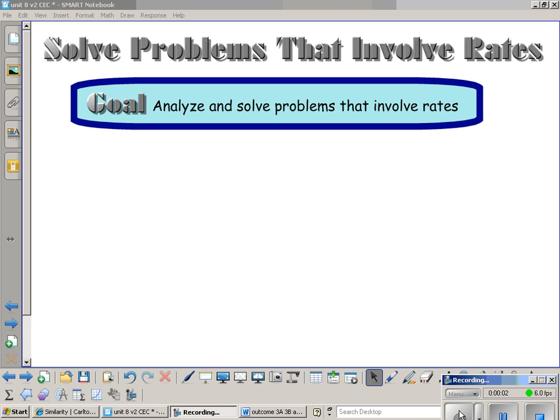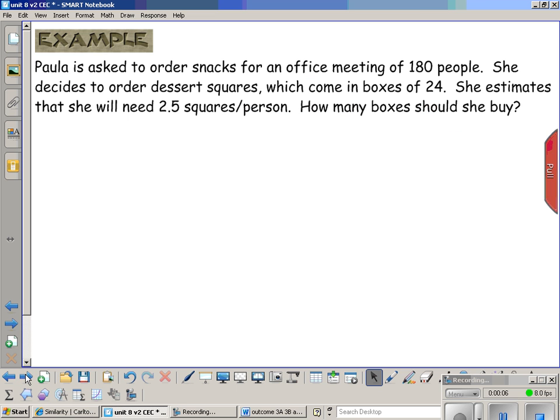In this lesson, we are going to solve problems that involve rates. Paula is asked to order snacks for an office meeting of 180 people. She decides to order dessert squares, which come in boxes of 24. She estimates that she will need 2.5 squares per person. How many boxes should she buy?